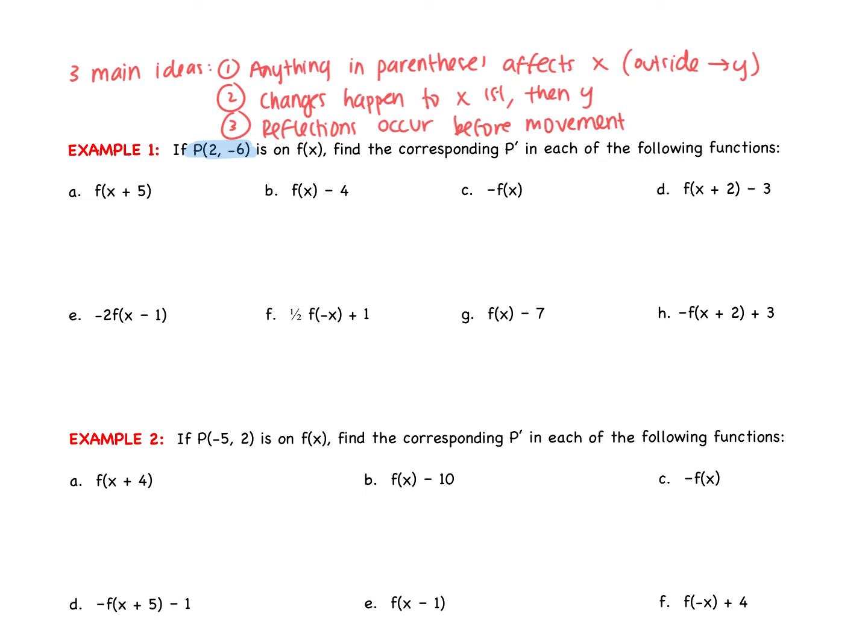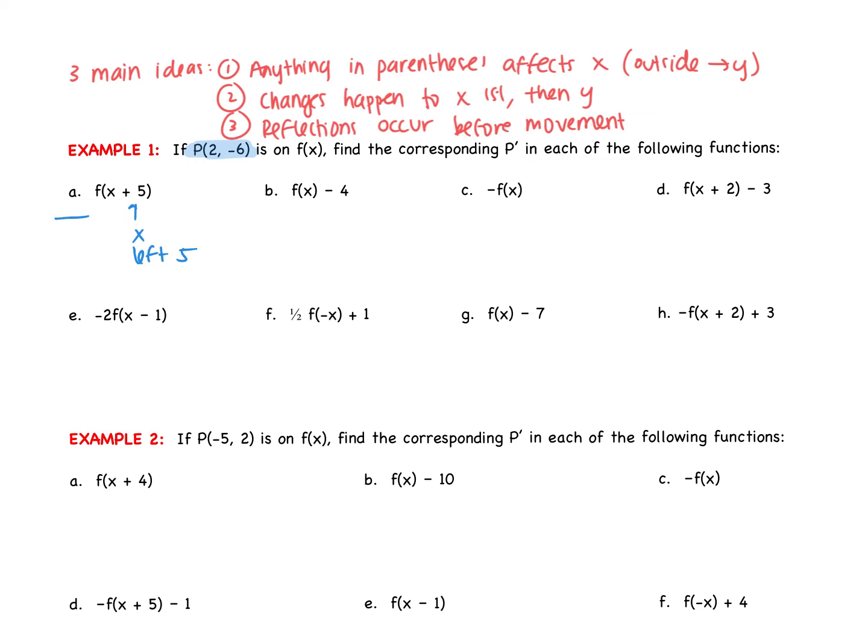f of x plus 5. Here's what you need to know. Plus 5 is in parentheses. So is it going to affect x or y? X. It's going to affect x. If it affects x, we're moving left or right. Remember, with left or right, it's the opposite of what we think it should be. So we think it should be right 5. It's actually left 5. So we're taking the point (2, -6) and moving it left 5 units.